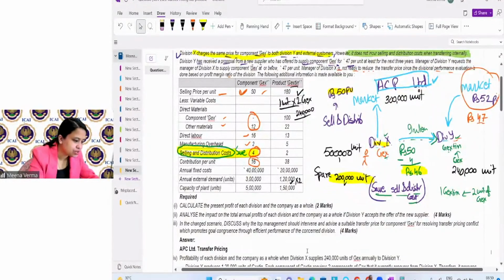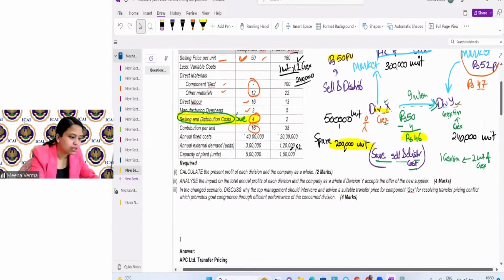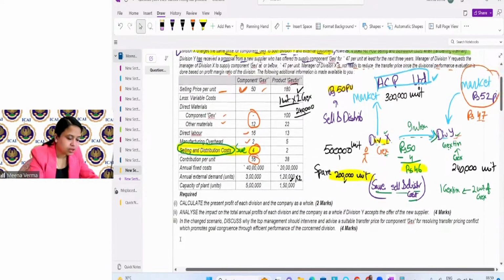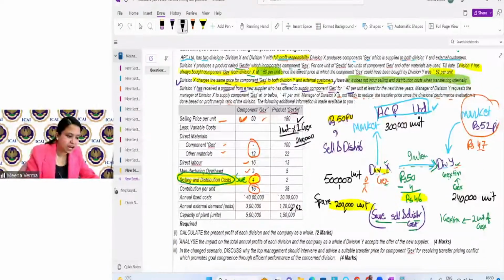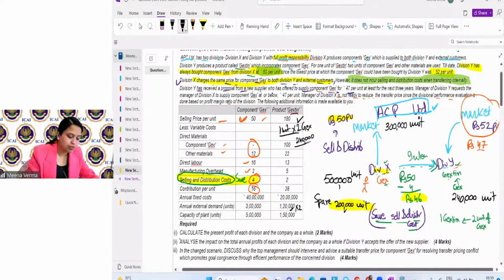So in the first question, they're asking you to calculate what? Calculate the present profit of each division and the company as a whole. So they're asking what profit both divisions are earning at present. Okay, you have to find it, and the profitability of the entire organization. This is what you have to find.